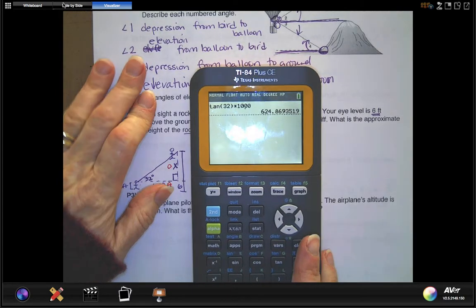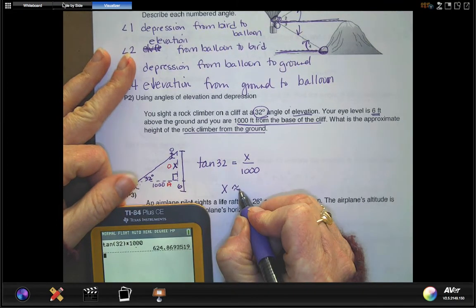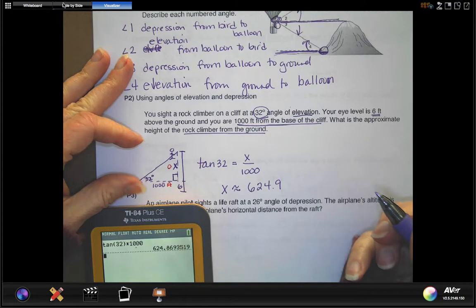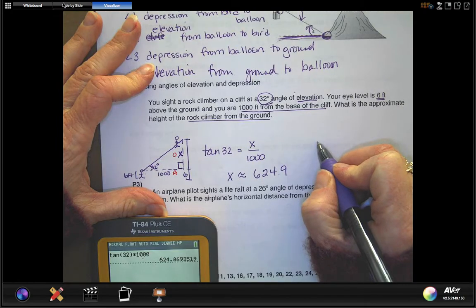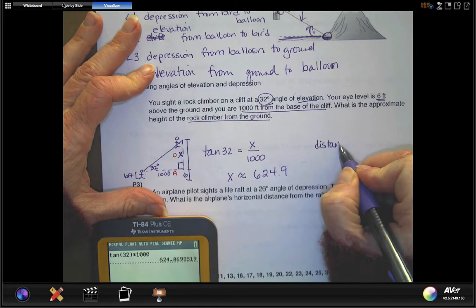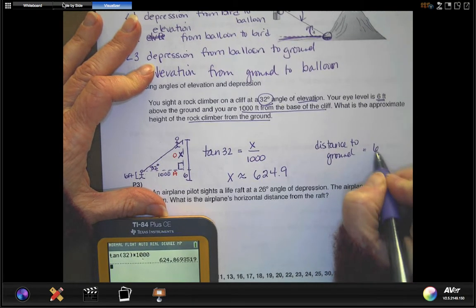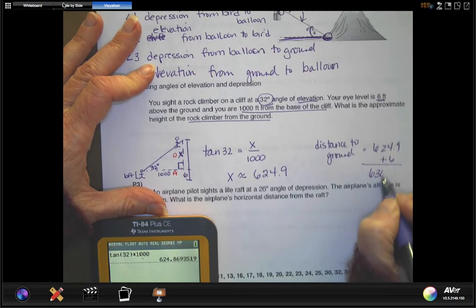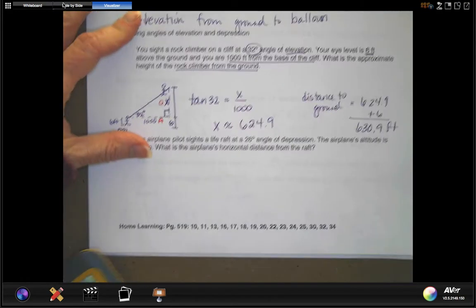So my x is approximately 624.9, but that's not really how high the rock climber is off the ground. I have to take that 624.9 and add 6 to it, so I get 630.9 feet. So the rock climber is 630.9 feet off the ground.